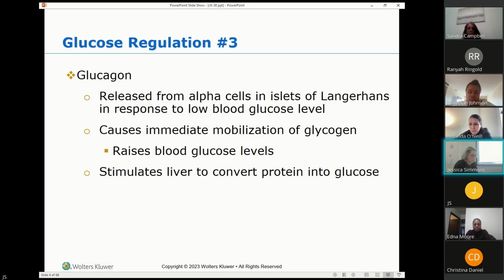Glucagon is released from alpha cells in the islets of Langerhans in response to low blood glucose. It causes immediate mobilization of glycogen, which is stored where? In the liver, which raises your blood glucose levels. This stimulates the liver to convert proteins into glucose.